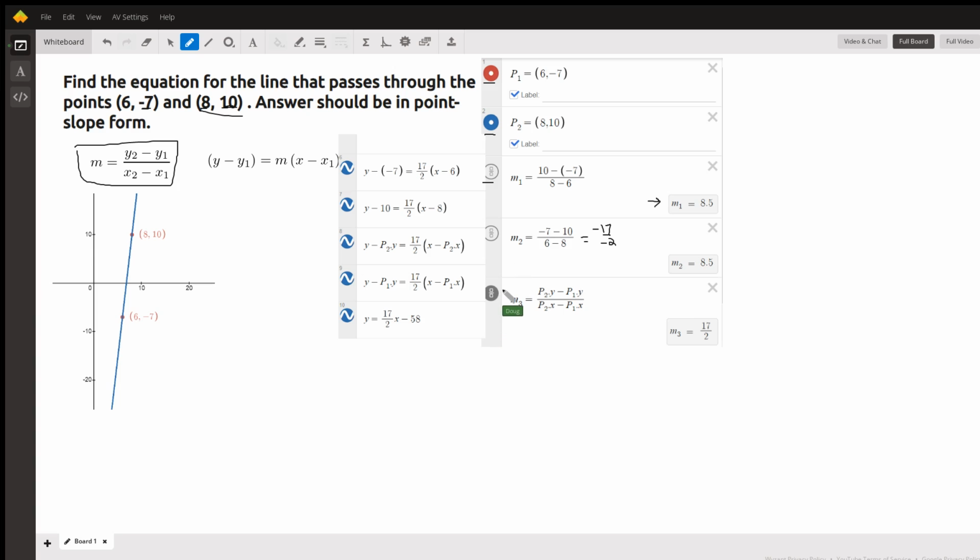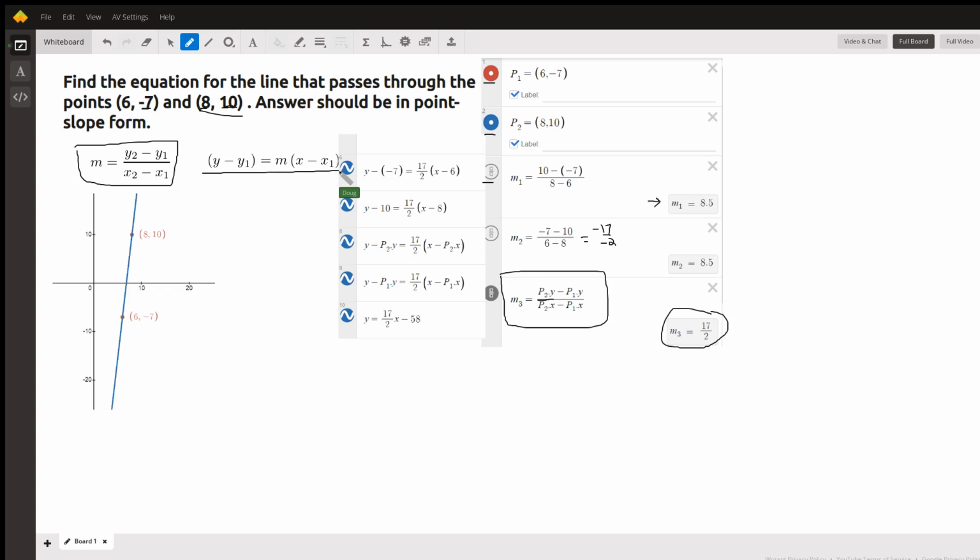And here's a little technique you can use on Desmos. If you label your points P sub 1, P sub 2, or A and B, you can actually access the coordinates of those points using dot notation. So P sub 2 dot y minus P sub 1 dot y over P sub 2 dot x minus P sub 1 dot x.